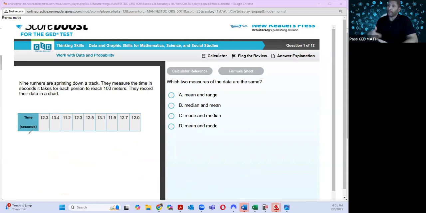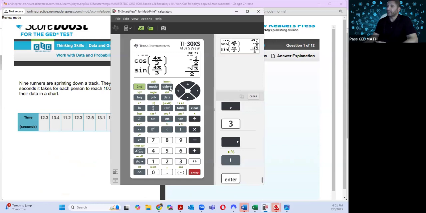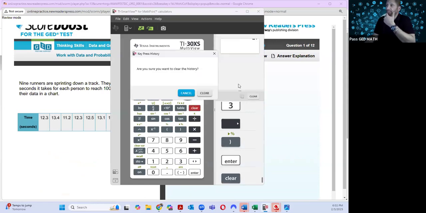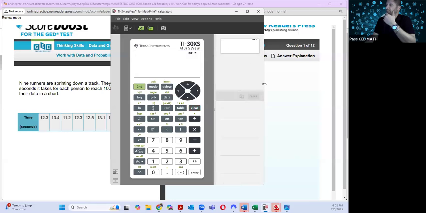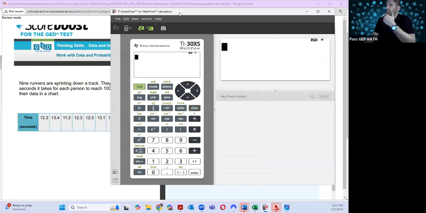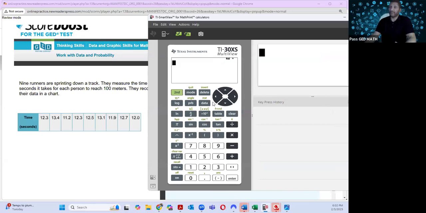Could we do this by hand? We could, but I'm going to use the calculator. I'm not going to waste my time doing this by hand. I'm going to grab my calculator. I was tutoring some pre-calc, so let me clear that out. I'm going to go to data.